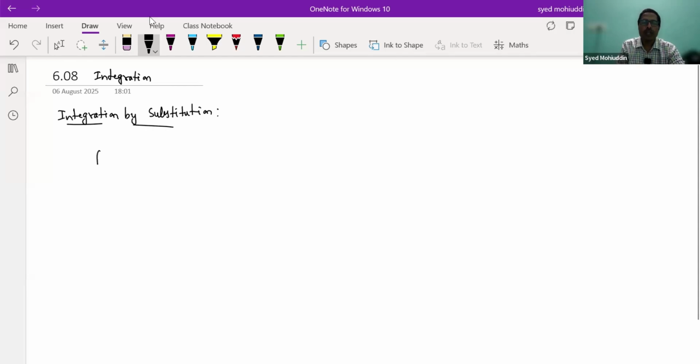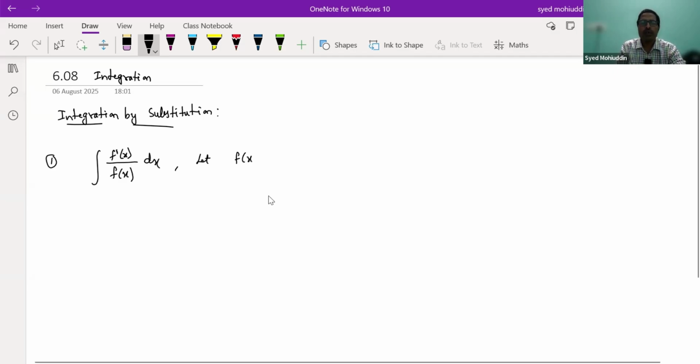So in the case of the integral, suppose you have a function in the denominator or anywhere. I'm just giving you one example over here. Suppose the function is in the denominator and its derivative is there in the numerator. Then I can use the substitution method. This is the first case where I can use the substitution method: let f of x equal t. Then its derivative will come in the numerator and you can integrate it. That is one way of doing it.